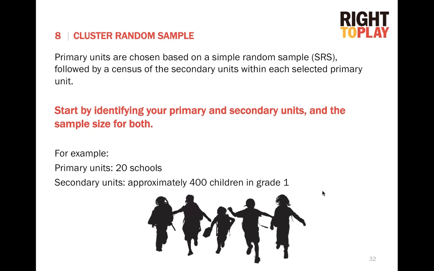So as an example, let's say that we want to select schools as our primary unit, and then from within each school, we want to conduct a survey with children. So our primary unit would be schools, and in terms of the sample size, we know that we need to select 20 for our particular measurement purpose. In terms of the secondary unit, we know that we need to survey 400 children in grade 1 across those 20 schools.